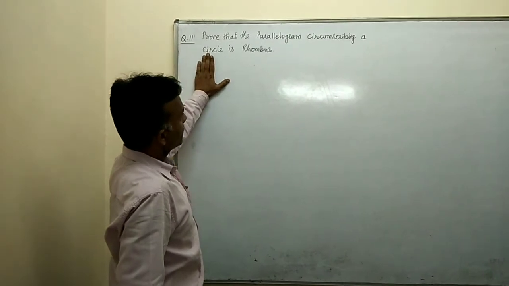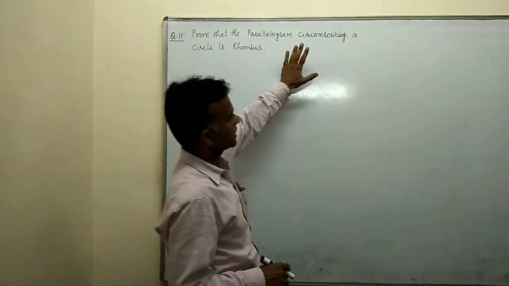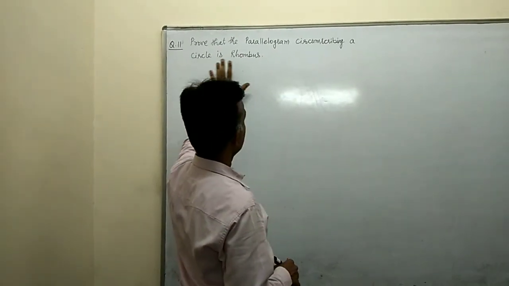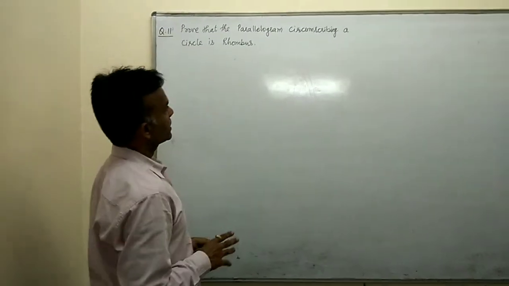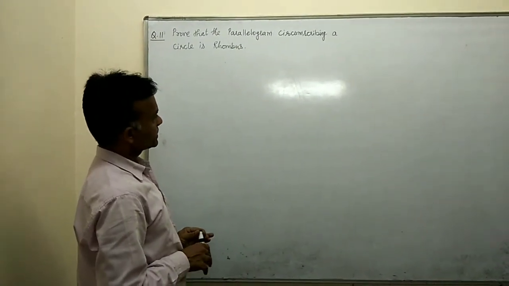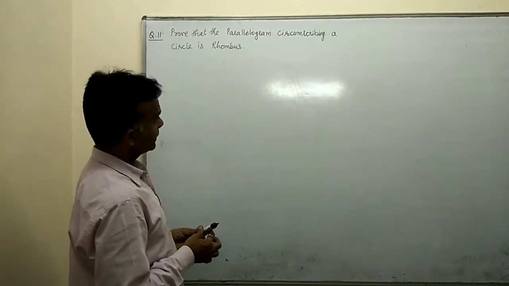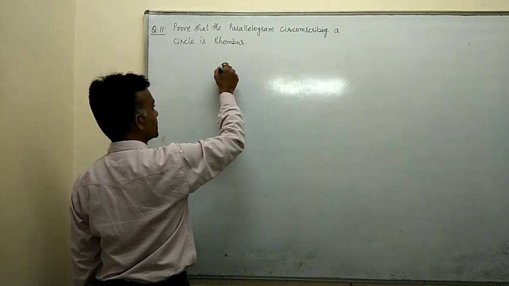Okay, then the next question is, prove that the parallelogram circumscribing a circle is a rhombus. One parallelogram is given, that is circumscribing a circle, and you have to show that that is a rhombus. So first you draw the circle here and then circumscribe it by a parallelogram. So you draw the figure of the circle first.